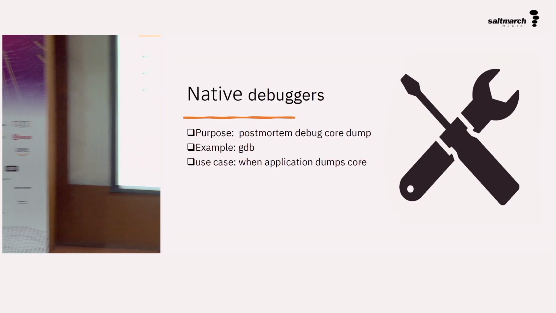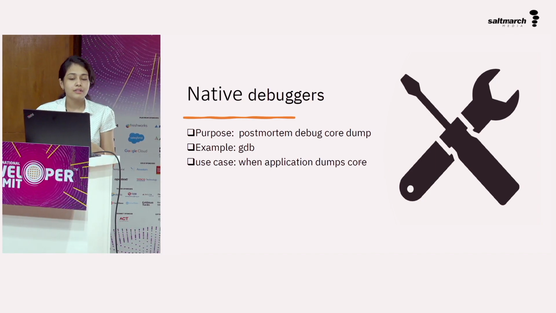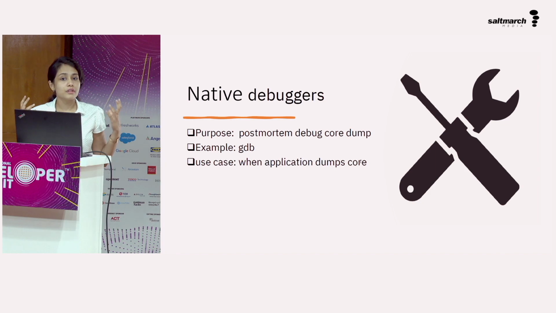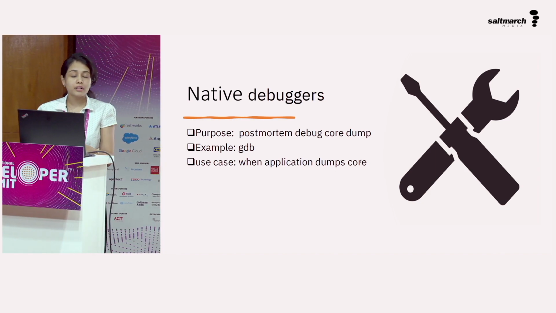Okay, so first we have native debuggers. A very common issue that we all encounter is a crash. We all know what a crash is. An application is not performing the way it is supposed to. So after a crash, something called a core dump or a crash dump is generated.